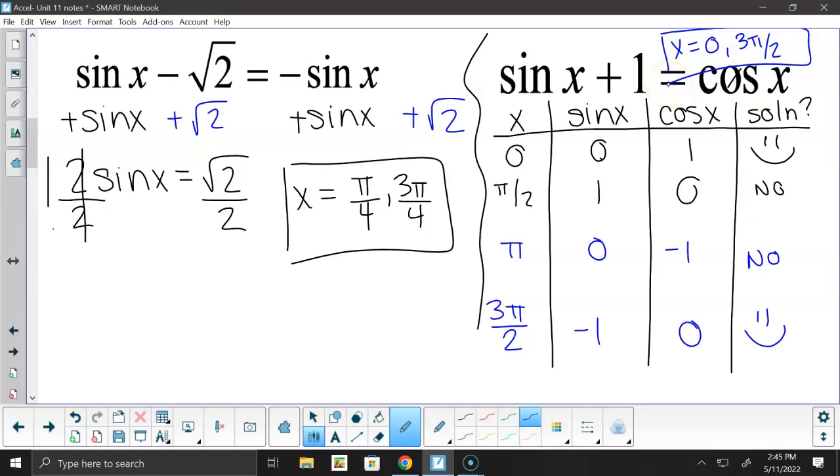Where am I getting what? Unit circle. These are your x and y values at these radian values. I'm just trying to see which one will work when I plug them back into my equation.